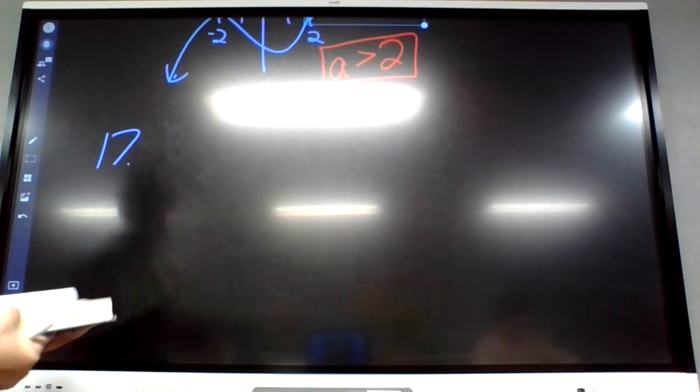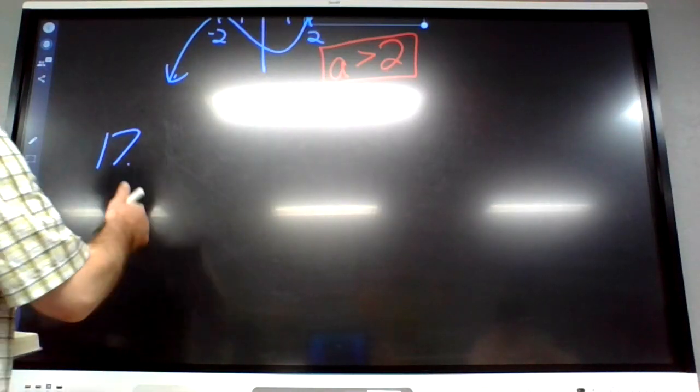All right, number 17. N cubed minus 7n plus 6.